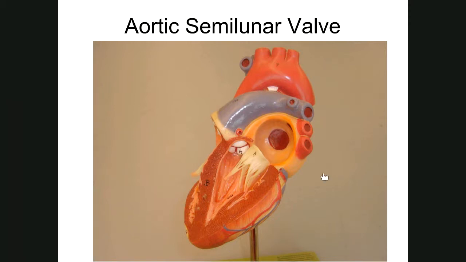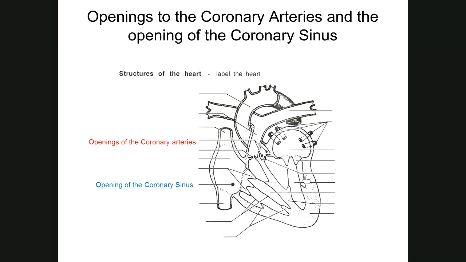Now the heart has to have its own blood supply, and it does. Here's a little picture that we had earlier, and everything was labeled, but I only have several things labeled on this one. Openings to the coronary arteries. Right on the other side of the aortic semilunar valve, there are 2 openings. And if you go back to a previous slide that we were looking at, you could see those openings.